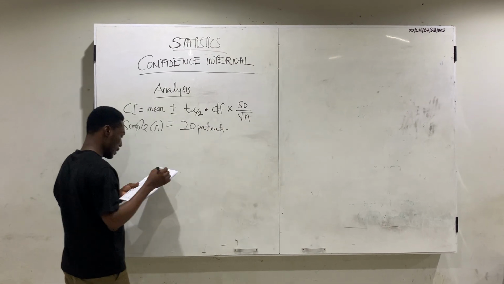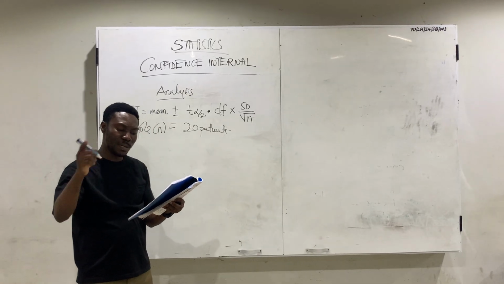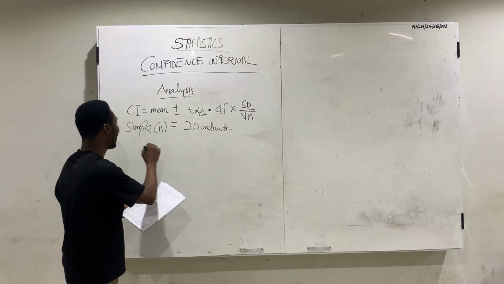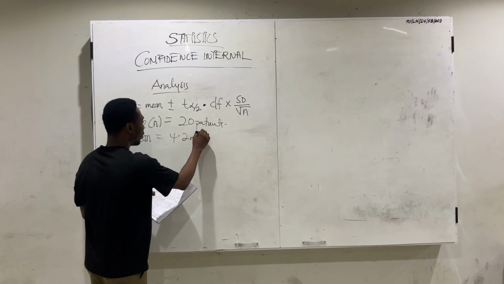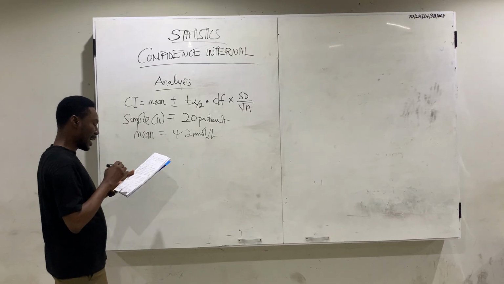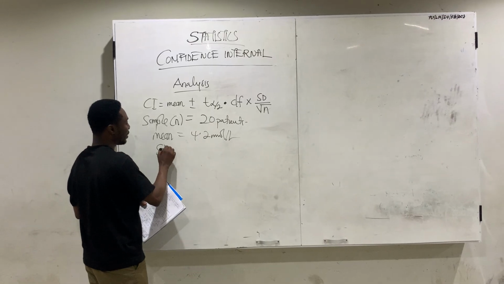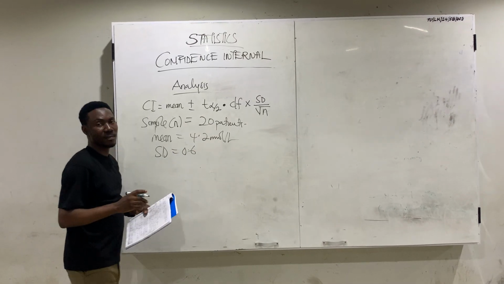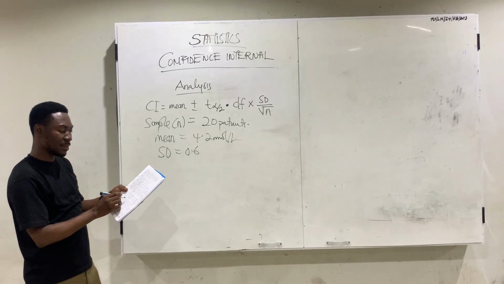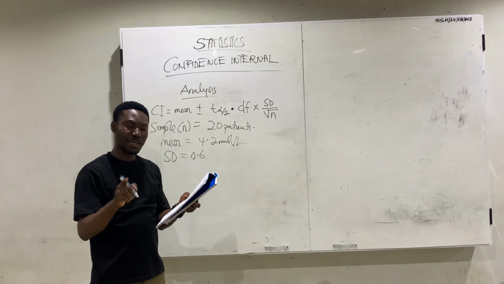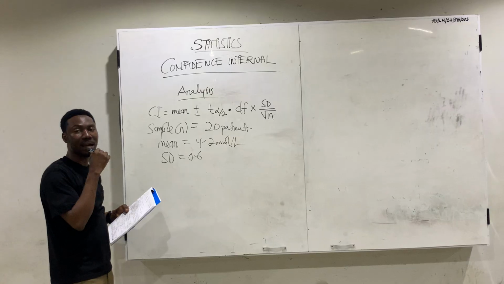20 patients. Now the next thing is that the mean potassium level of a sample of 20 patients is 4.2 millimole, meaning the mean is equal to 4.2 millimole per liter. Okay, the next parameter is that standard deviation is 0.6. SD is equal to 0.6. Now the next statement is that calculate the 95% confidence interval. Calculate the 95% confidence interval of the mean.